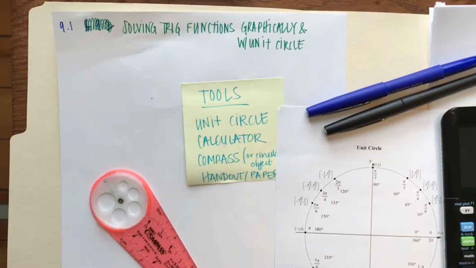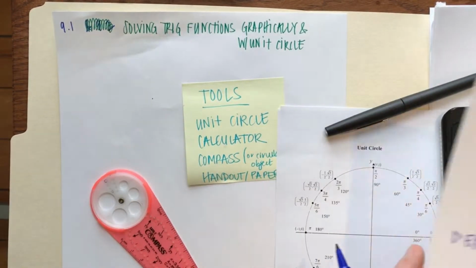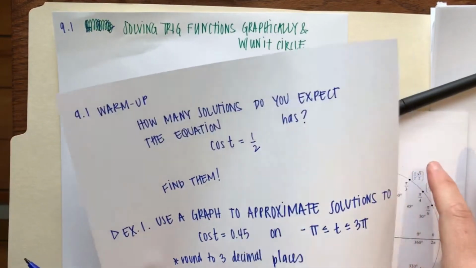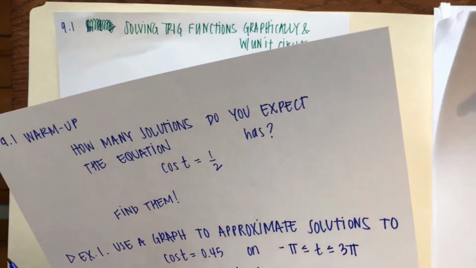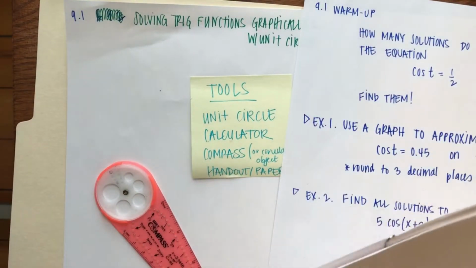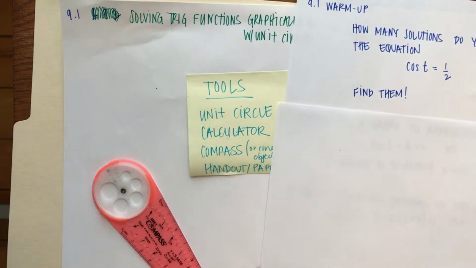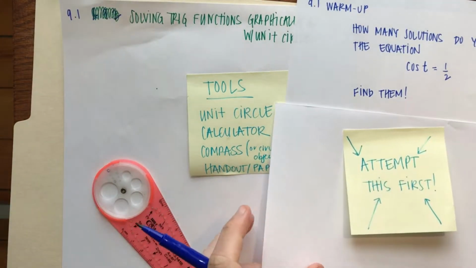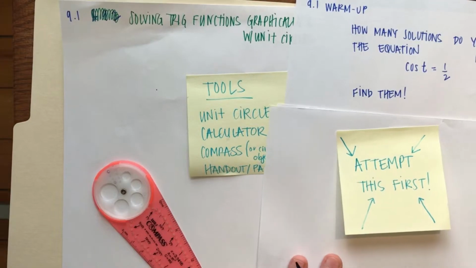All right, in this lesson, 9.1, we're solving trigonometric functions graphically and with a unit circle, so make sure you have all of your tools ready. Let's look at the first problem together. And, as always, when we learn mathematics, we're very active in our thinking. So I'm going to invite you to pause the video to attempt this problem before watching the solution. Attempt this first.